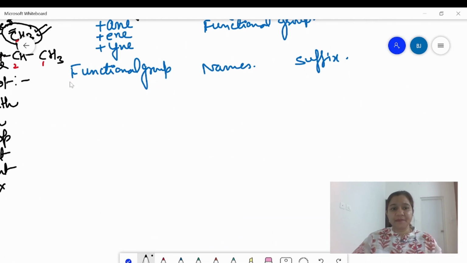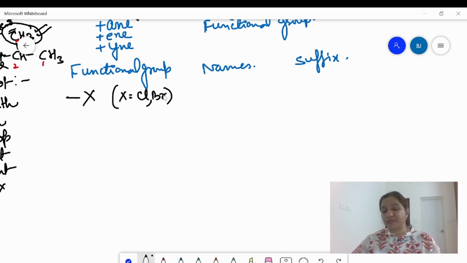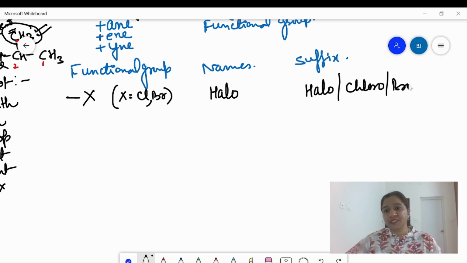Look at this table. The first functional group we will use is X, where X represents a halogen atom. It can be a chloro group or a bromo group. If such functional groups are present in an organic compound, you will name them as halo compounds. The prefix we use for them is halo. If it is specifically chlorine, you say chloro; if it is bromine, you say bromo.